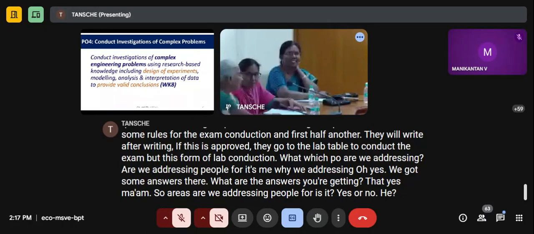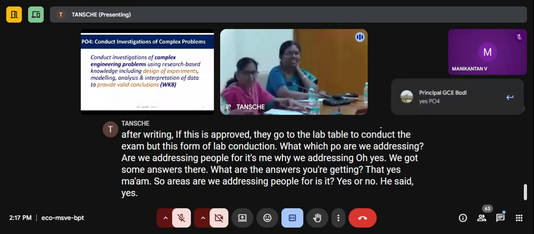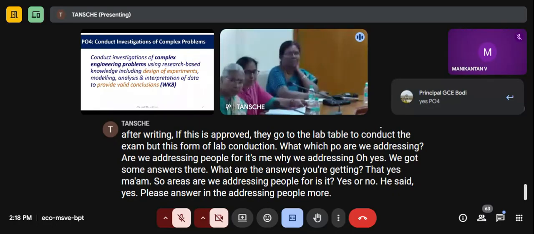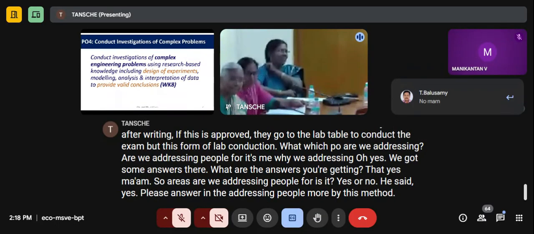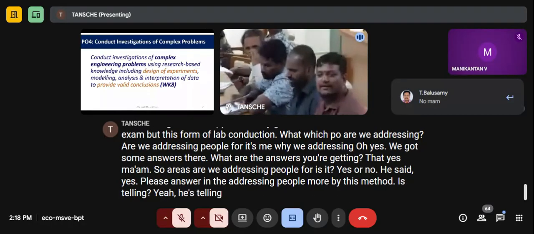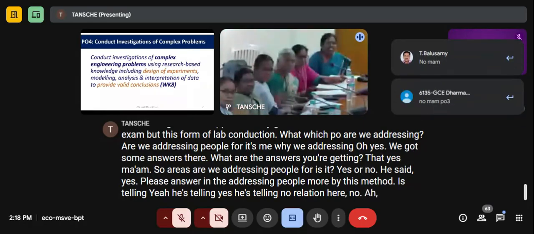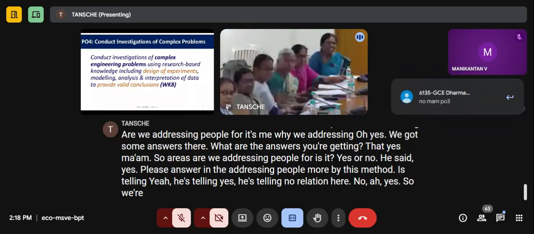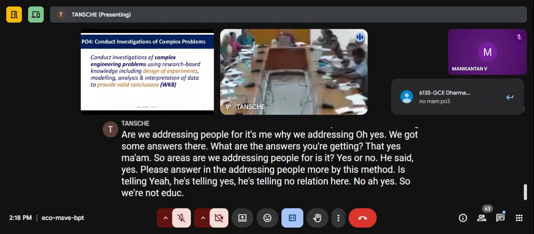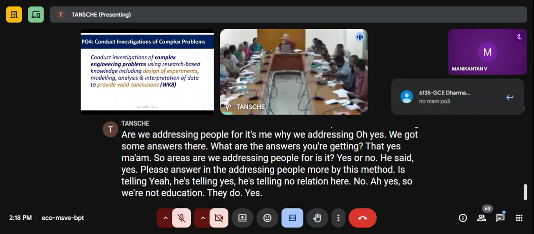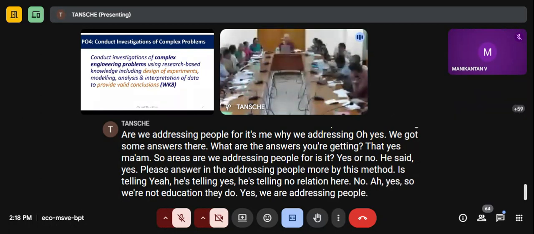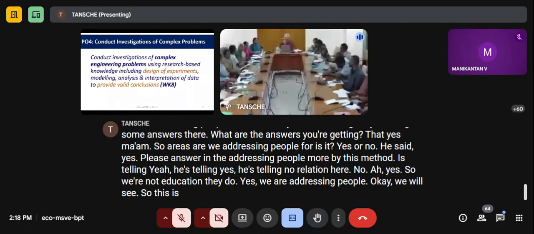He said yes, he is telling no. We would like to see a no. So we are not addressing PO4 when they do this. Yes, we are addressing PO3. Okay, PO3. So this is a matter of caution. This is of concern for us.